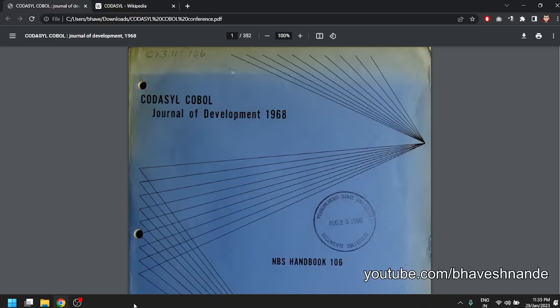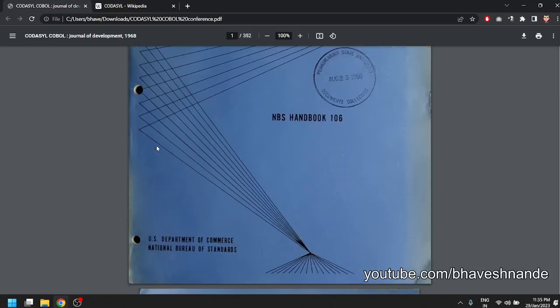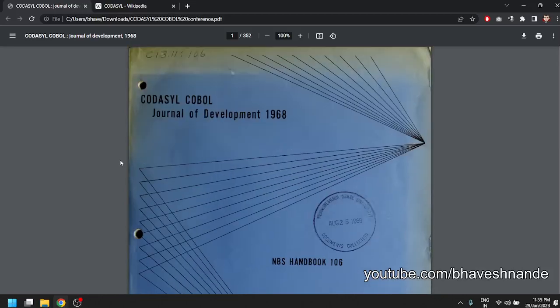Now, why did I choose this book? This is CODASYL COBOL, Journey of Development, 1968. Why did I decide to go with this specific book? The number one reason is that this is a copyright free book, and the number two reason is that the book is very old. It is from the era where COBOL was being developed or had just been developed, or was in discussion on what rules are to be kept for COBOL. So this will form a very good base for us to understand the language in great detail.